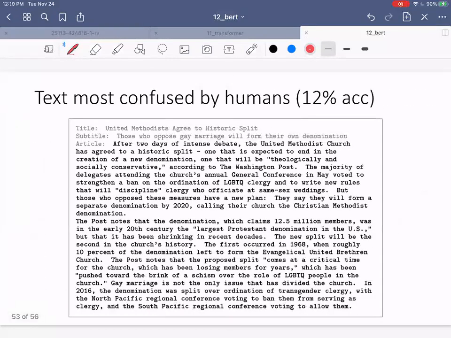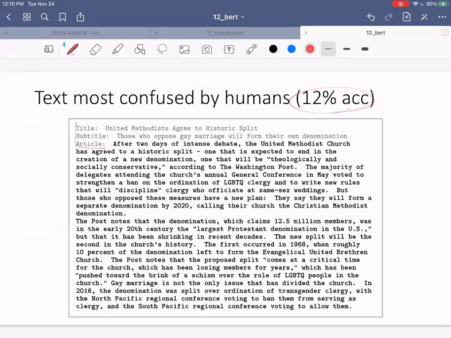All right, we've already run 10 minutes overboard, so let's just look at a couple of examples. This is a text generated by GPT-3 that has confused the humans most. Only 12% accuracy. So a lot of people thought this was actual text written by humans, not generated by GPT-3.